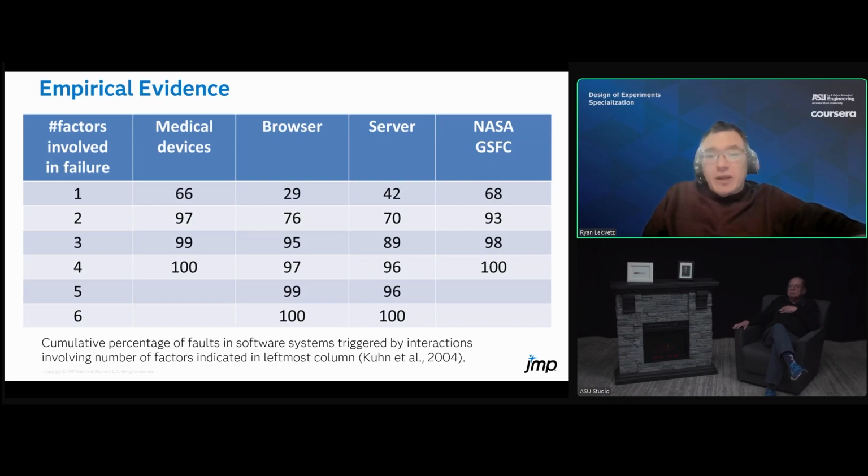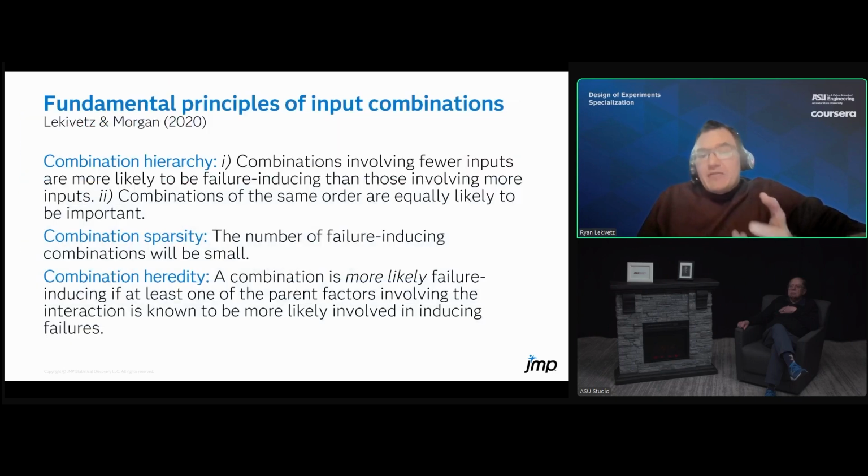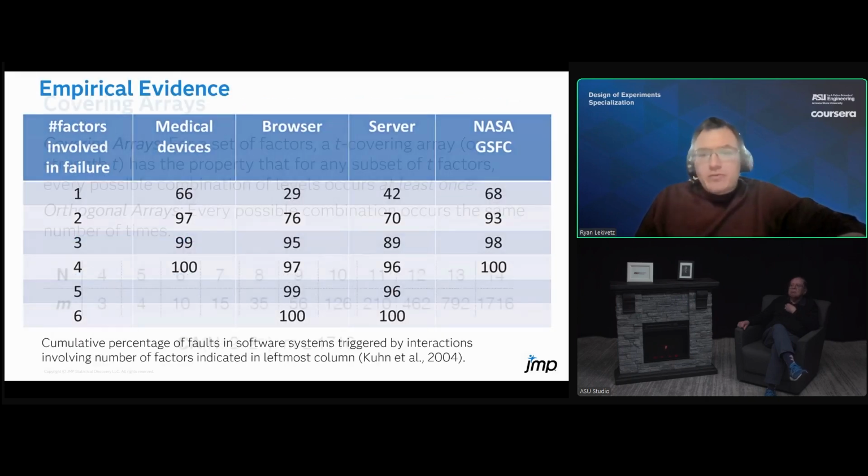And so you look at something like a browser, so those two-way interactions, if all I focused on was two-way combinations, I've already accounted for about 76% of those different failures or bugs. And by the time you go up to those three-way combinations, now you've gotten the majority of them just by focusing on those lower order combinations. Right? So what that really says is that focusing on these ideas of combination heredity and ideally sparsity is really not a bad way to go.